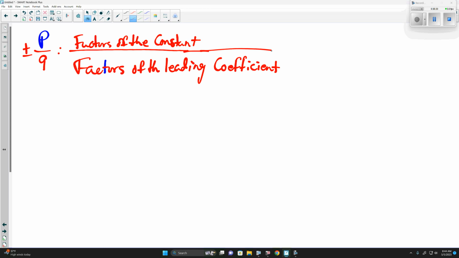So if the constant term was, say, 12, the factors would be 1 and 12, 2 and 6, 3 and 4. And we know one of the leading coefficient's factors has to be 1. So we should have 1, 2, 3, 4, 6, and 12. All the factors of the constant term should be there as integers before we even start doing fractions.